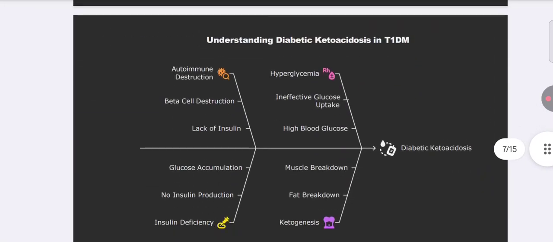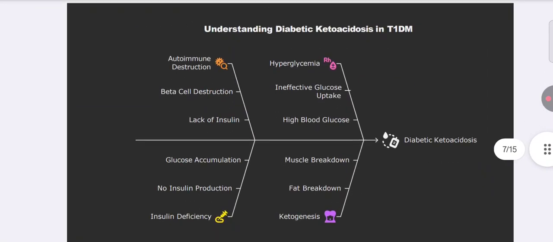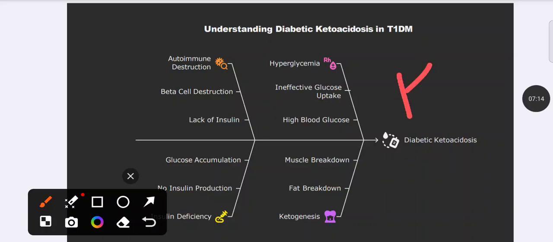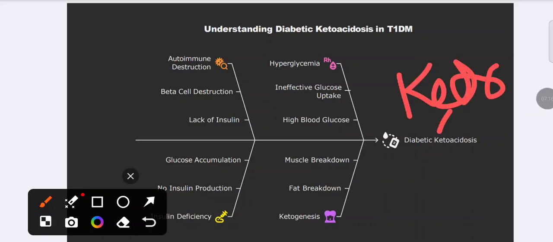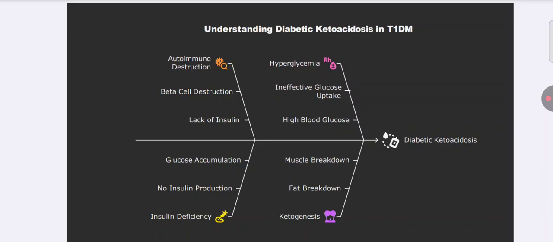Okay, next there is one condition that is called ketoacidosis. Ketoacidosis means formation of ketone bodies in the body in too much portion, and that will lead to the acidic condition of our blood, because ketone bodies are acidic in nature. This is called diabetic ketoacidosis.